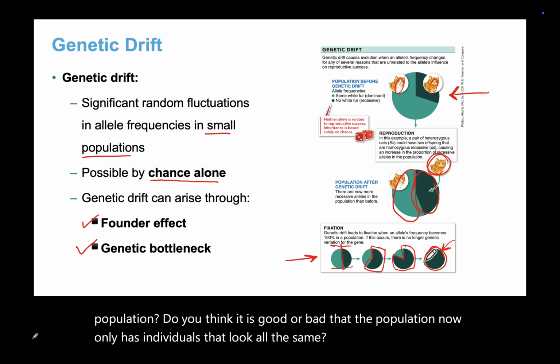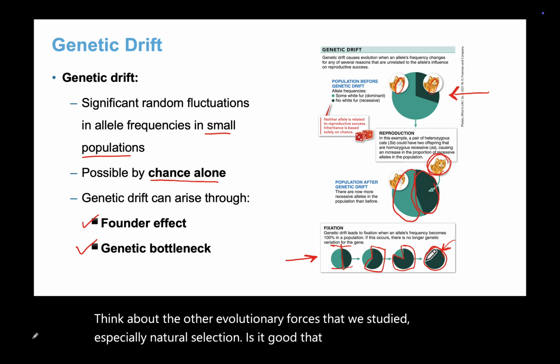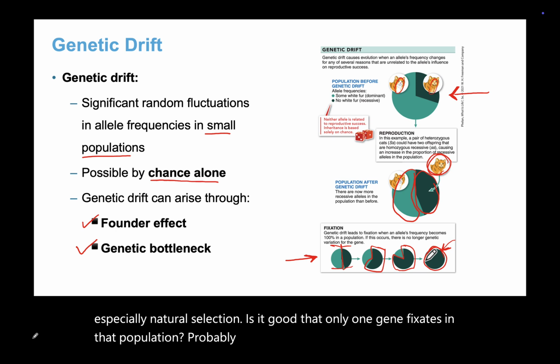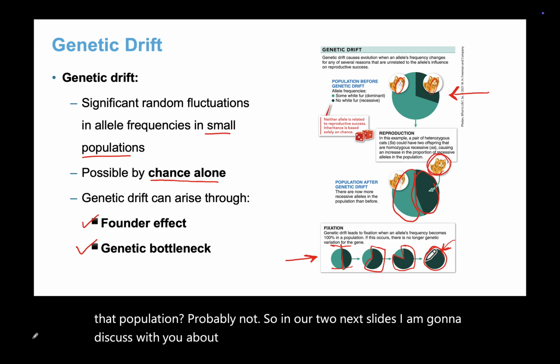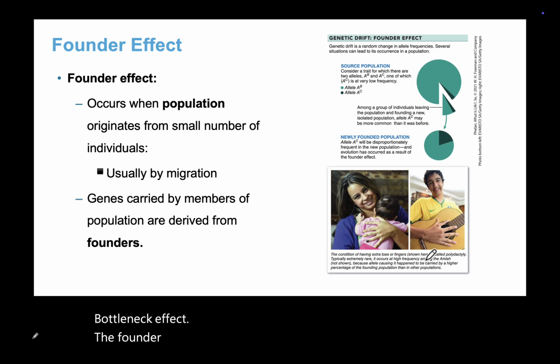Think about the other evolutionary forces that we studied, especially natural selection. Is it good that only one gene fixates in that population? Probably not. So in our next two slides, I am going to discuss with you the founder effect and the bottleneck effect.